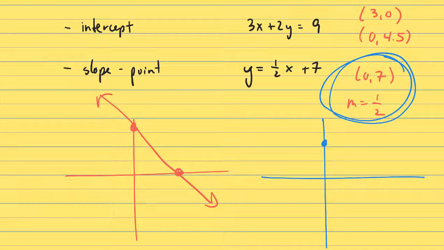Here's (0, 7). You go up 1, go over 2. Put another point. Up 1, over 2. Another point. And we can do this a couple times before we get a line. So if you're given something where it has the slope explicitly and the y-intercept, or if it's in point slope, you can do that as well. You give it a point, you give it a slope. I would do it this way.